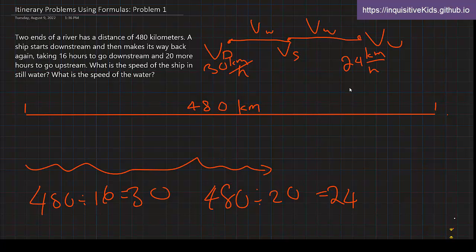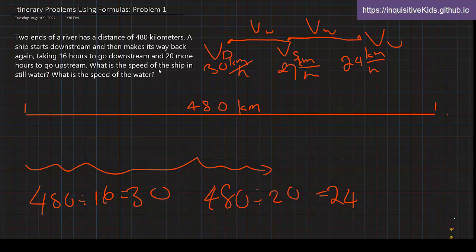So since the water speed is the same for both of them, what would be their middle number? Well, you can find their average. So 30 plus 24, you get 54, divide by 2, and then you get 27. So the ship speed itself in still water would be 27 kilometers per hour.